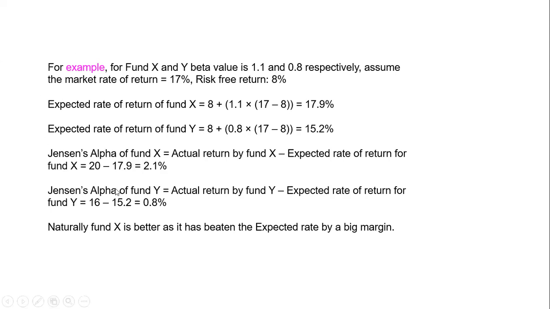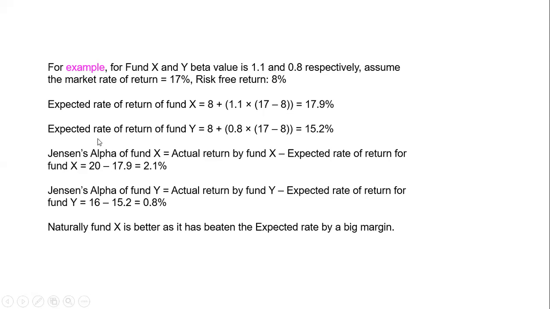To compare, first solve the second one, Jensen Alpha of fund Y. Actual return given in the question is 16%, minus expected return of fund Y, 15.2. 16 minus 15.2 is 0.8. This is also giving superior performance. You are getting more returns, and your expectation is 15.2 only. You are getting 0.8 extra.